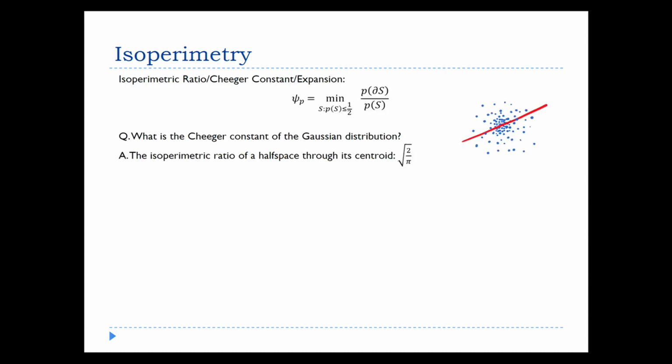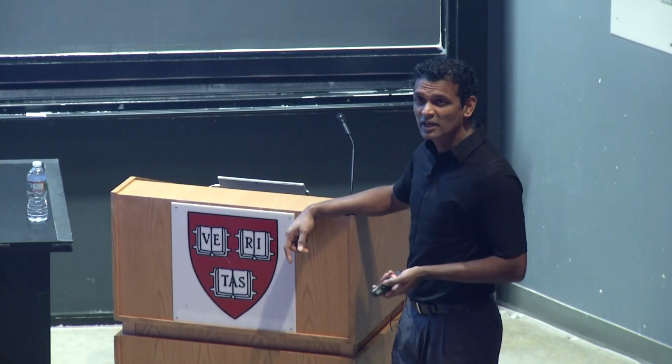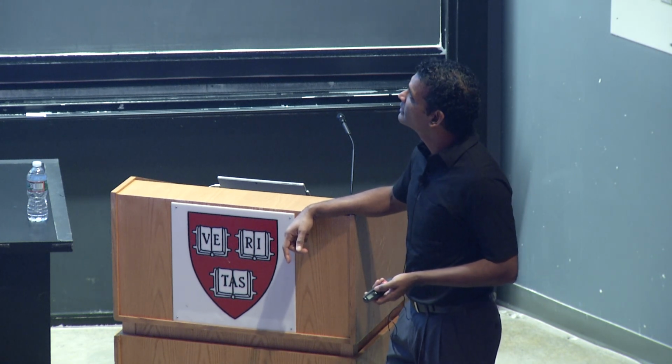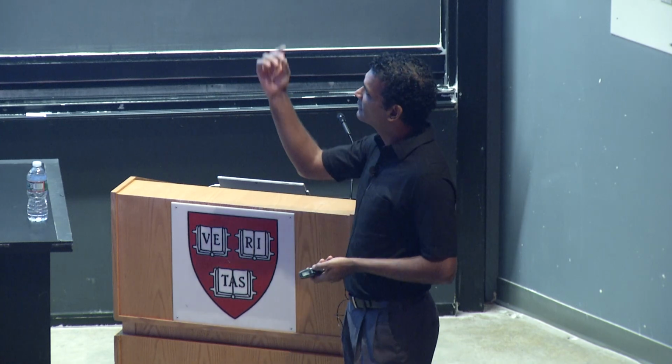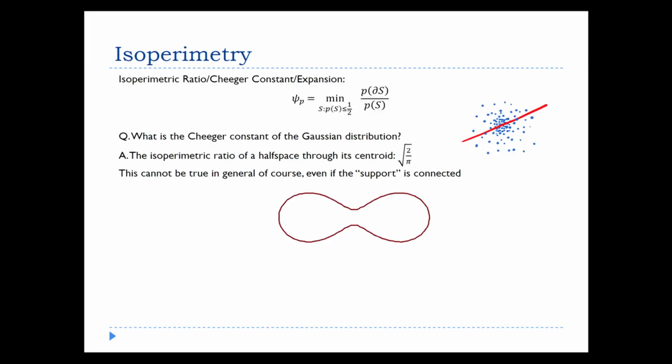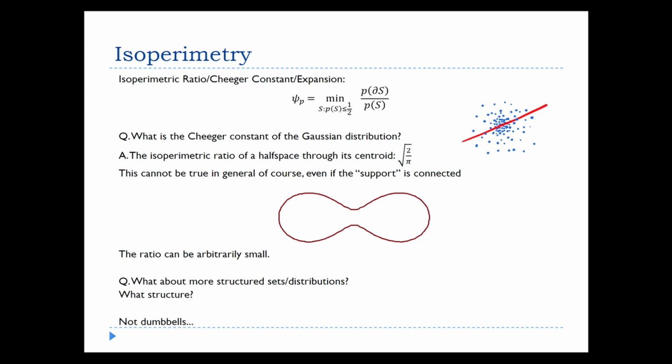Now we can ask more generally, when is something like this possibly true more generally? And of course it can't be true in complete generality. Even if it's connected and so on, you can have very small partitions between large subsets. What about more structured sets and distributions? So the question is, what is the right generality of distributions and sets to look at this? What structure are we talking about? Certainly not these dumbbell shapes, right? So you don't want to allow dumbbells.